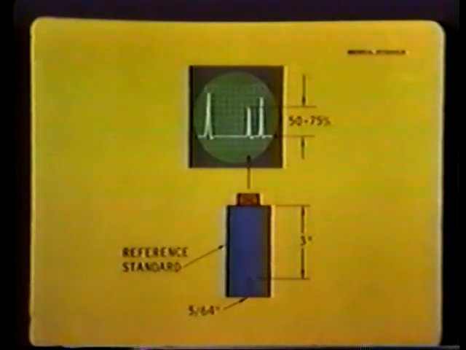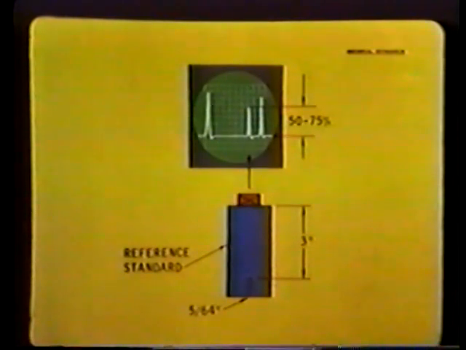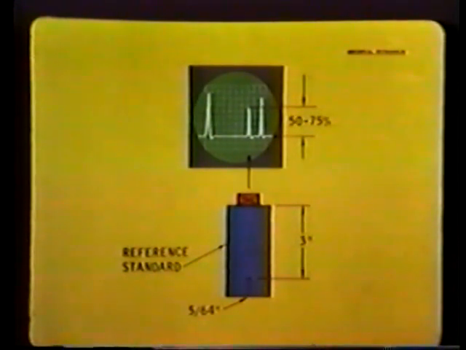The transducer is coupled to the block and moved back and forth till a maximum response is obtained from the flat bottom hole. Gain is then adjusted to provide a pip height 50 to 75% of the maximum amplitude indication that can be displayed.